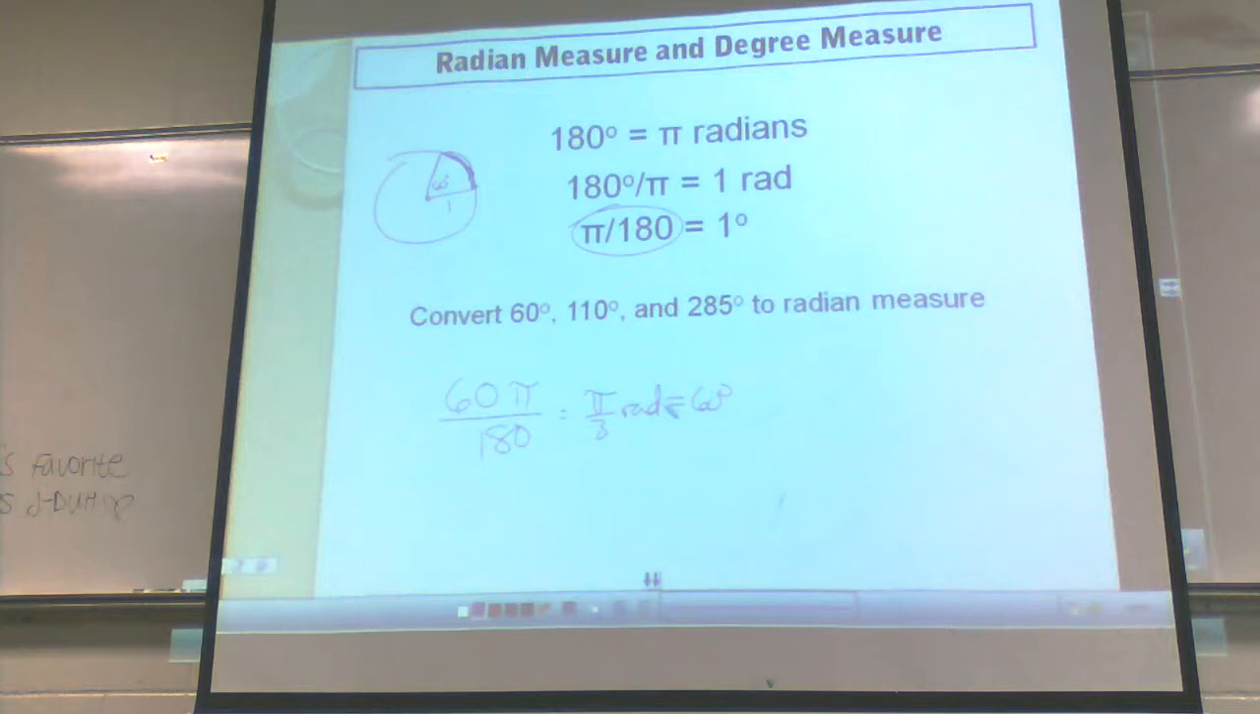They're basically equivalent. And depending on what kind of problem we work on, it will depend on whether we want a radian measure or a degree measure.